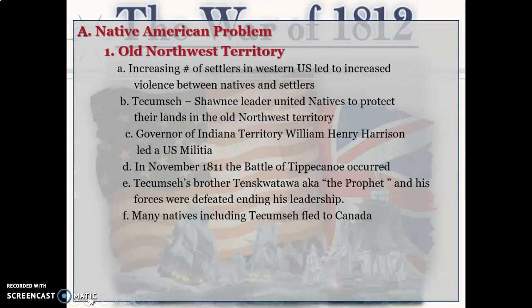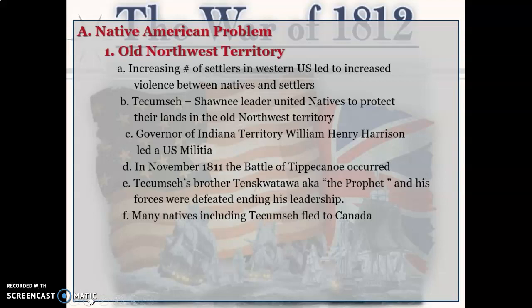Tecumseh, he happens to be a Shawnee leader, and he is able to unite the natives to protect their lands in the Old Northwest Territory, the Northwest Confederacy. And he proves to be a very capable leader, a very charismatic leader, and he's going to go to war with a governor from Indiana, the Indiana Territory. His name's William Henry Harrison. Hold on to that name. He led the U.S. militia, and William Henry Harrison will become a future president.